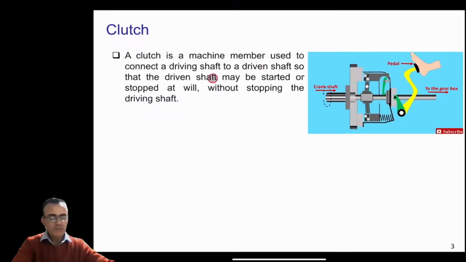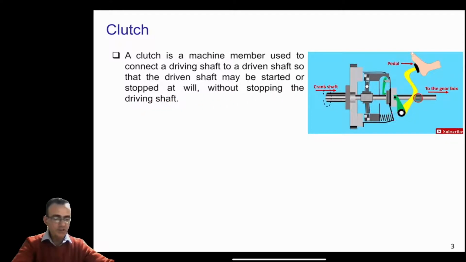Okay, so the first topic is the clutch. The first thing is what is a clutch and why we need a clutch. A clutch is a machine member used to connect a driving shaft to a driven shaft, as you can see in this case here, so that the driven shaft may be started or stopped at will without stopping the driving shaft.